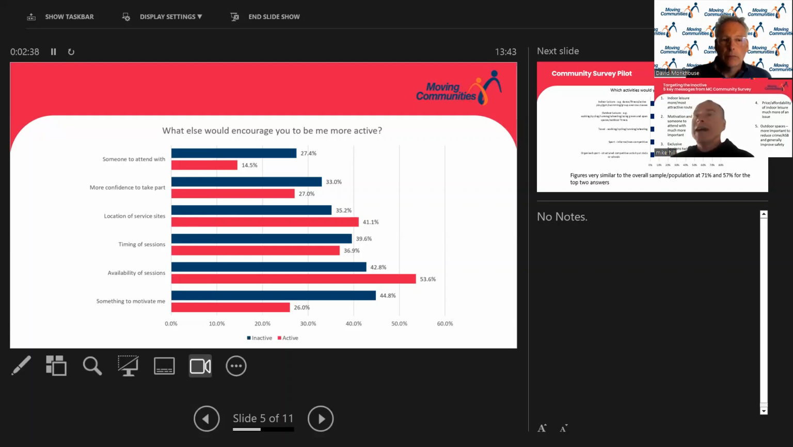So for those people that are already active, maybe doing it by themselves or with other people, it's relatively much less important to find someone to attend with. So if we want to get these inactive people going, we need to be looking at these areas. We need to be looking at motivation. We need to be looking at getting them out with buddies or in groups and building up confidence. And it's these ones here: availability of sessions, location of service sites, and time of the sessions, where we don't see the difference between the two groups.